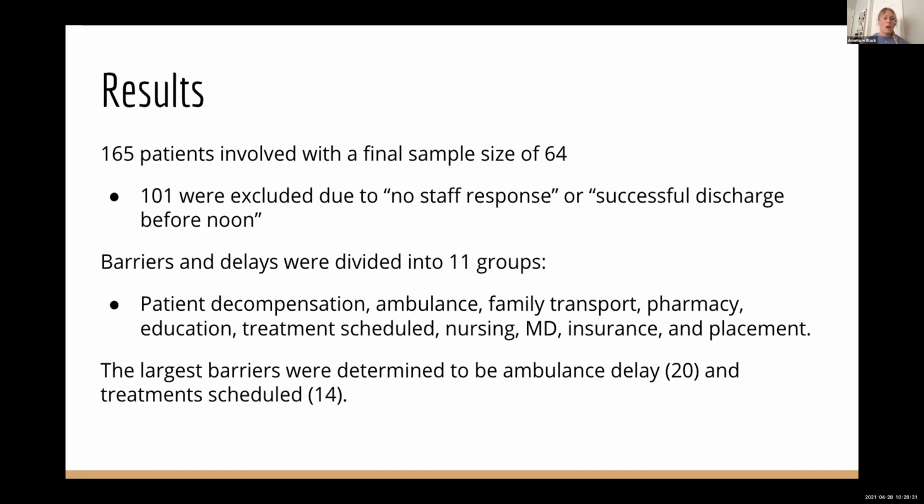For our results, there were a total of 165 patients involved, and our final sample size was 64, with 101 of those patients being excluded due to no staff response or successful discharge before noon. The barriers and delays were divided into 11 groups. Some of those groups were patient decompensation, ambulance, and so on. The two largest barriers we determined were ambulance delays as well as treatment scheduled.